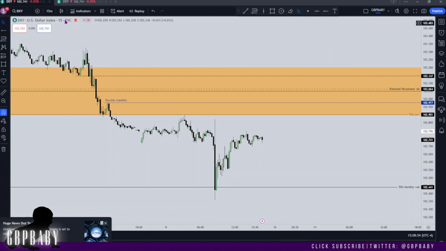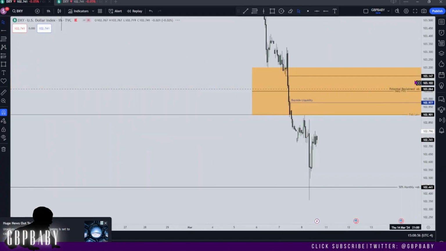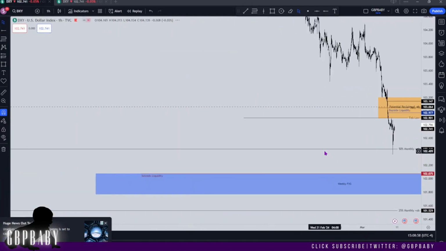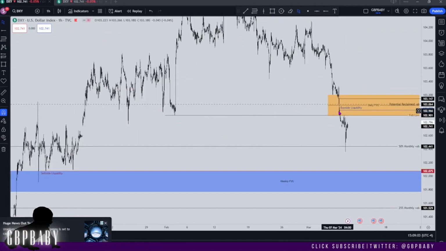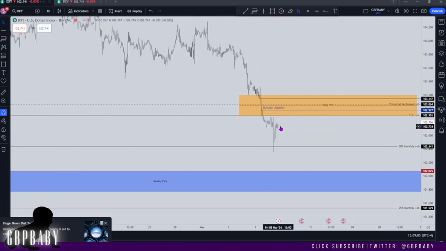Let's just bring that to the front. So yeah, that's going to be everything on dollar. I hope that all makes clear sense. And yeah, really I've just got my eyes on this weekly fair value gap, but before that gets traded to, I am watching to see how do we trade up into this level.